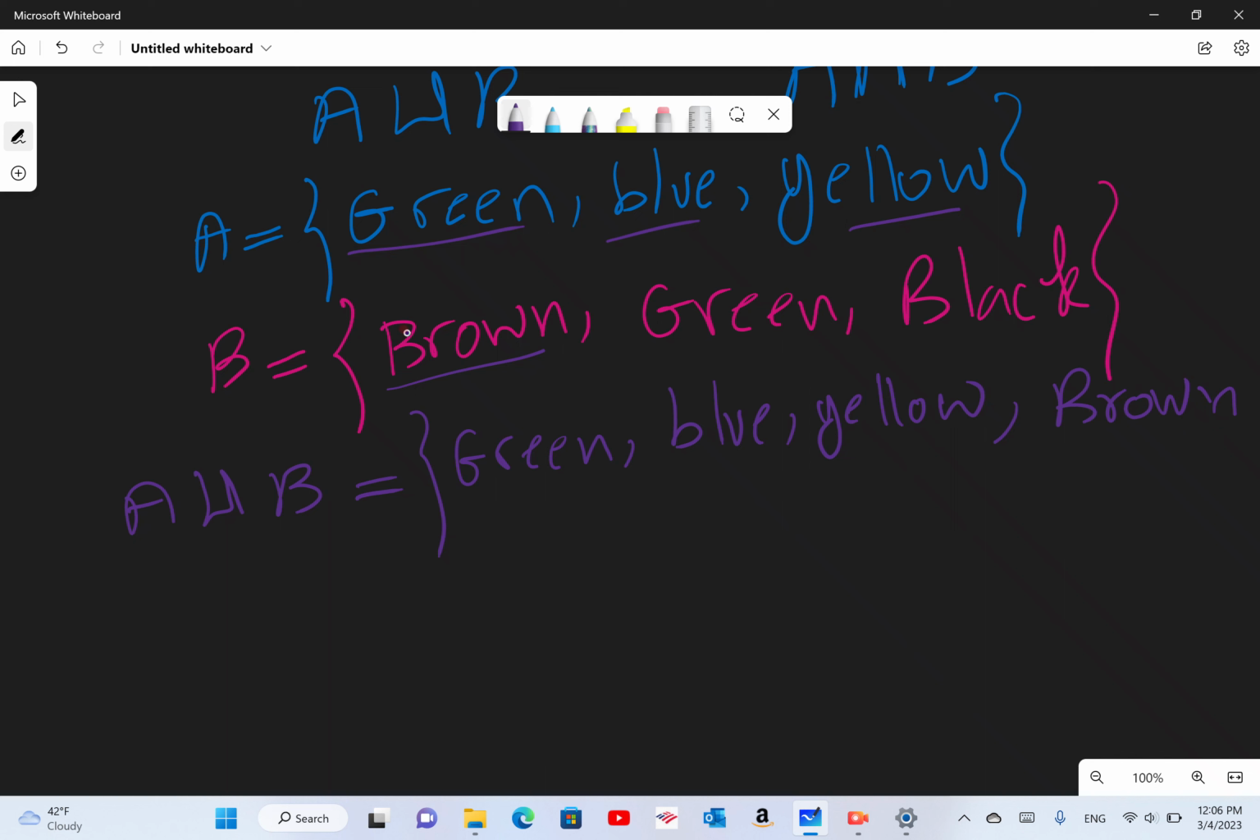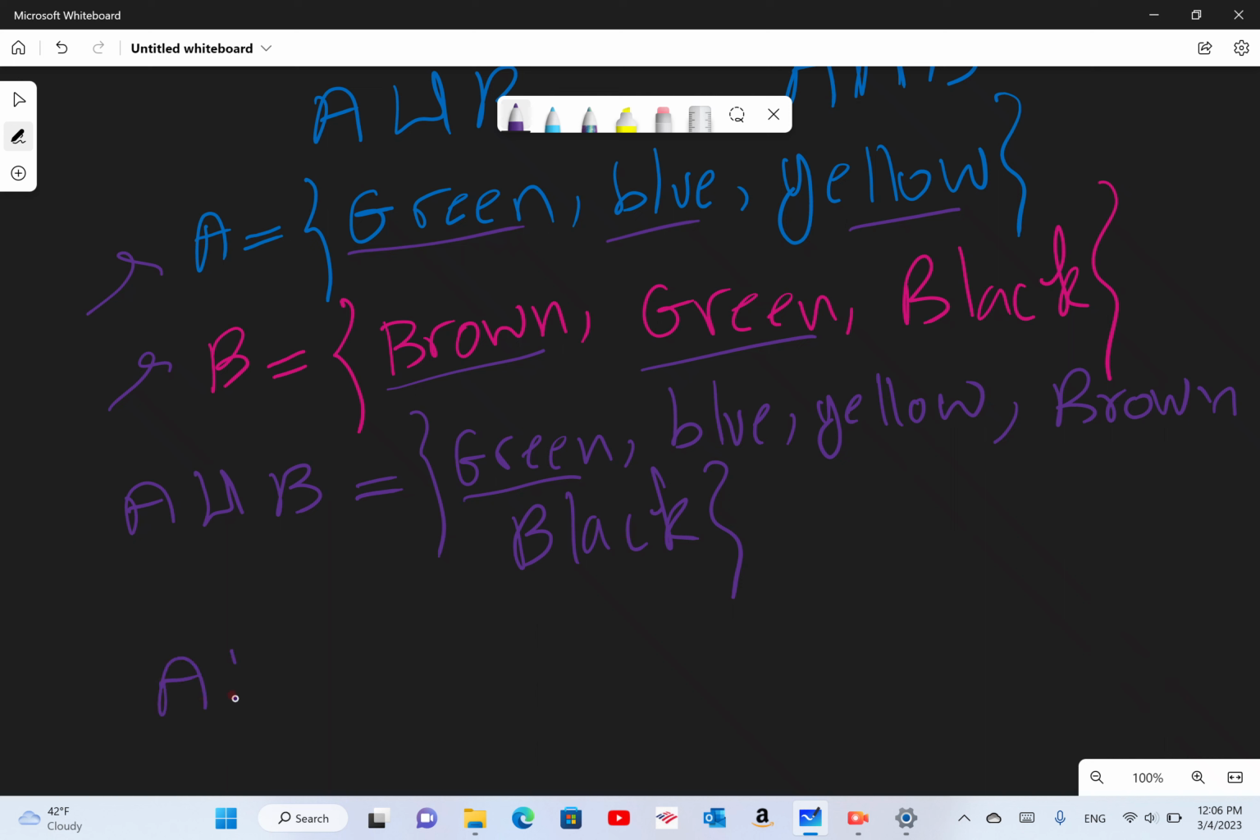It's in B, but we do not care if it's in A. As long as it's one of these, it has to belong to the union. Brown, and the same thing goes for green, but we do not repeat it because we already have green. And we have black. Black is an element of B, so it's also an element of the union.